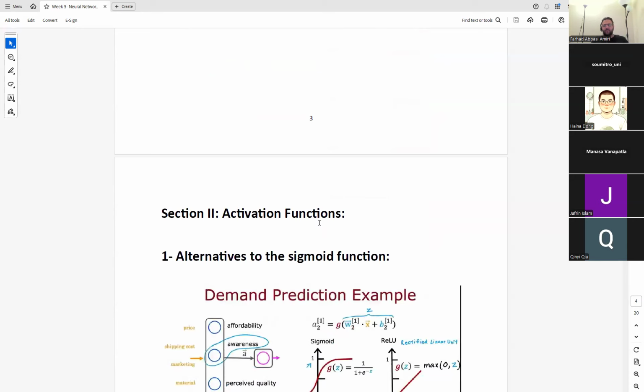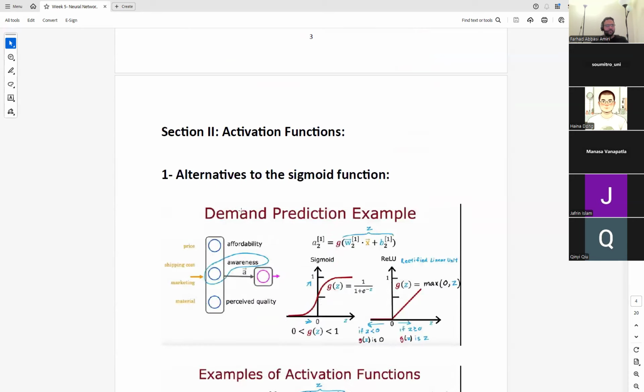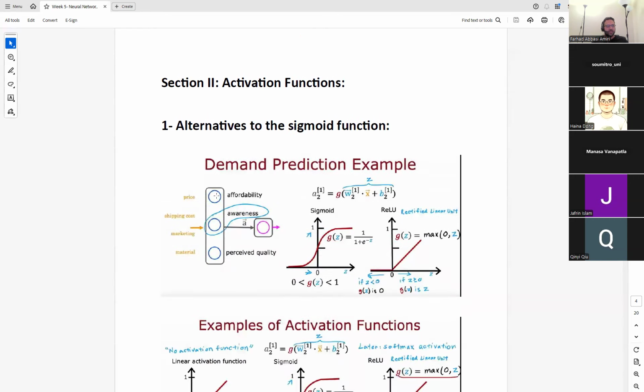Activation functions: alternatives to the sigmoid function. To be honest, we're tired of the sigmoid function, right? Because for the past two sessions, we just used the sigmoid function as an activation function on each unit or node. But let's see if we have other activation functions that we can use on each unit or node.